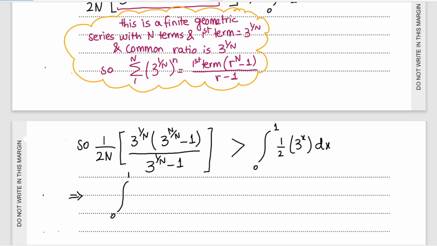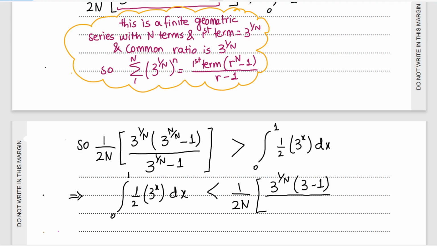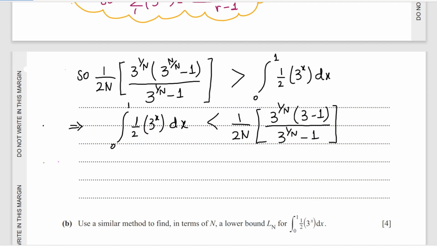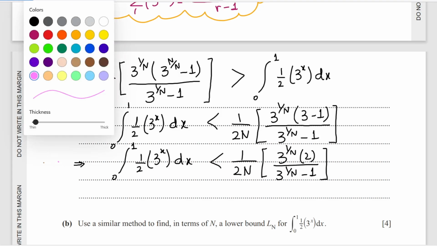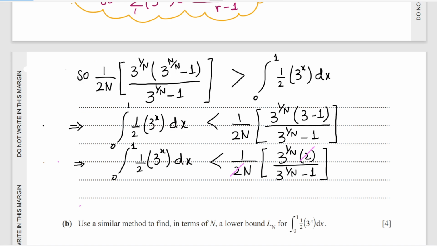Now I will flip the inequality, so the area under the curve from 0 to 1 is less than 1 over 2n into, let's simplify here, 3 to the power 1 over n into 3 minus 1 over 3 to the power 1 over n minus 1. So the integral from 0 to 1 of half 3 to the power x dx is less than 1 over 2n into 3 to the power 1 over n times 2 over 3 to the power 1 over n minus 1. Cancel 2 and 2.